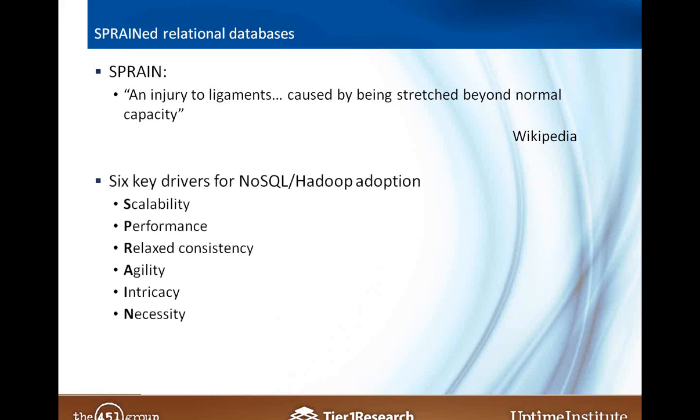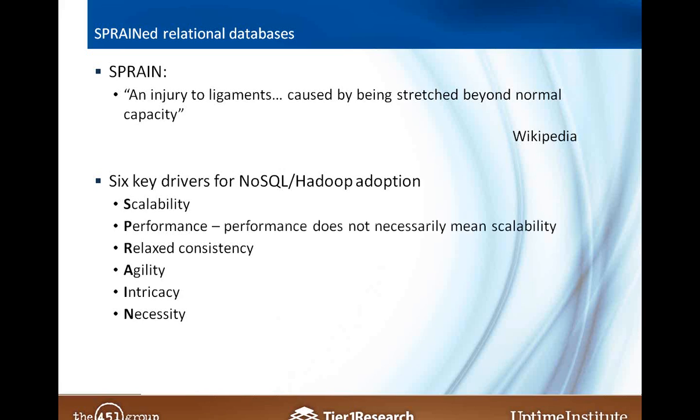and it stands for the 6 key drivers that we see that are causing organizations to look beyond the relational database, look towards NoSQL and Hadoop, those being scalability, performance, relaxed consistency, agility, intricacy, and necessity. I'll go through each of those in turn. We're going to focus a little bit more on scalability, so I'll skip straight to performance.